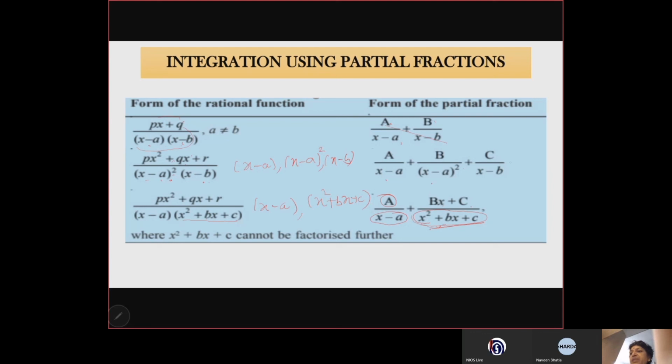So before using partial fractions, what are the things to be seen? Degree of numerator should be less than degree of denominator, and the denominator should be in a fully factorized form. And the third thing is, when you're splitting it into partial fractions, if the denominator has linear factors, the numerator we take to be constants. But if the denominator is a quadratic, then the numerator has to be taken as linear.